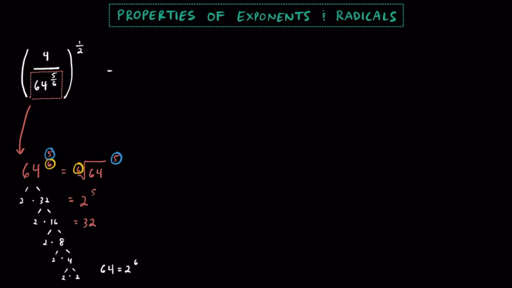So let's go ahead and rewrite this here. We're going to have 4 over 32, and that whole thing is going to be raised to the 1/2 power. Now at this point, there's a couple ways you can go about this problem, but please notice that this 4 and 32 can be simplified. We can divide them both by 4. If we do that, we're going to end up with the fraction 1/8, right? Because 4 and 32 are both divisible by 4, so we're going to get 1/8 raised to the 1/2 power. Okay, so that's one way we can go about this.